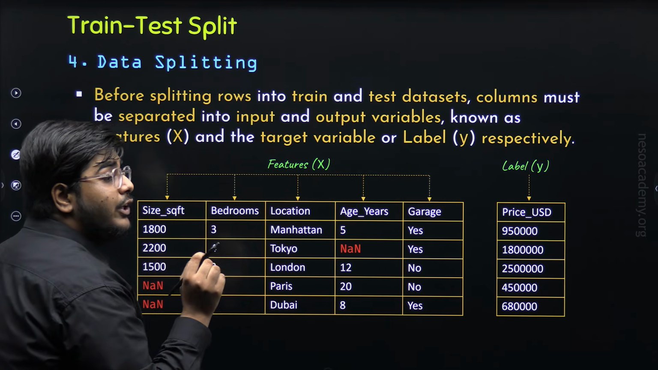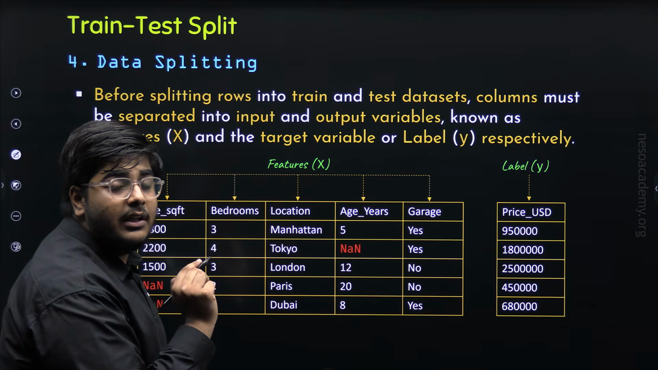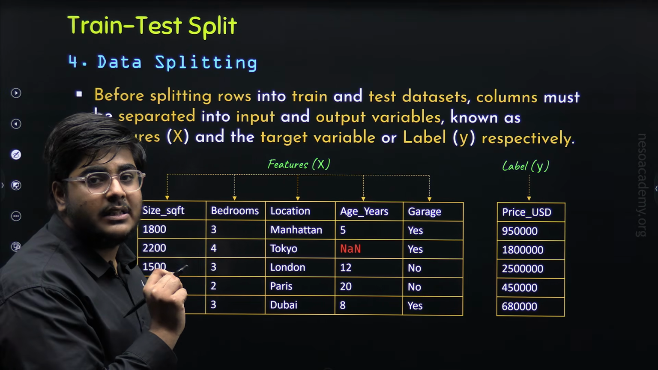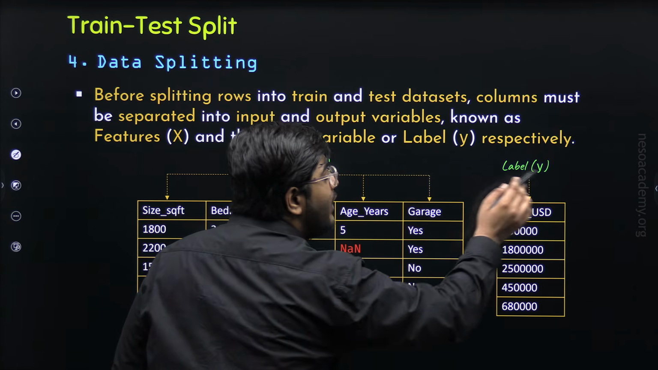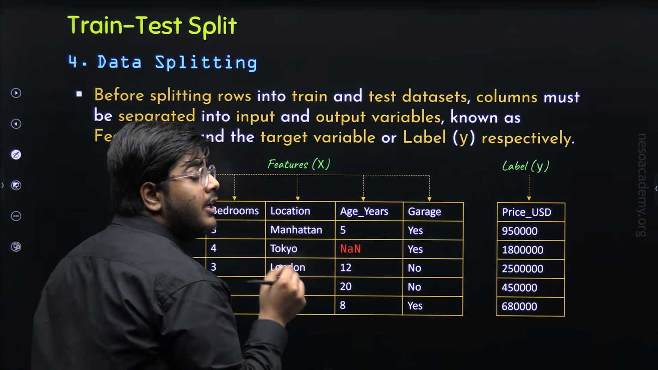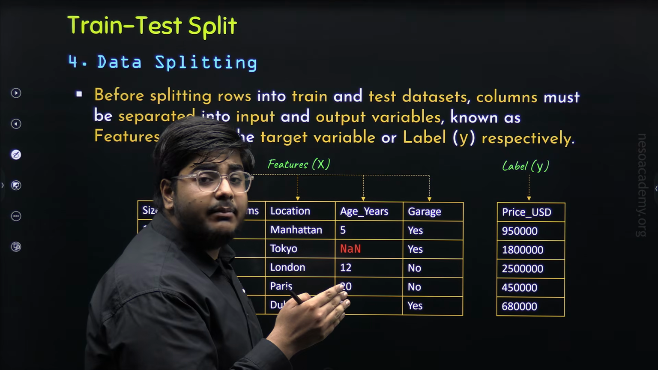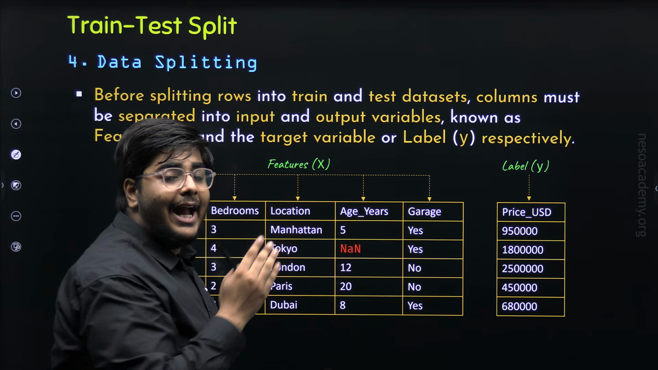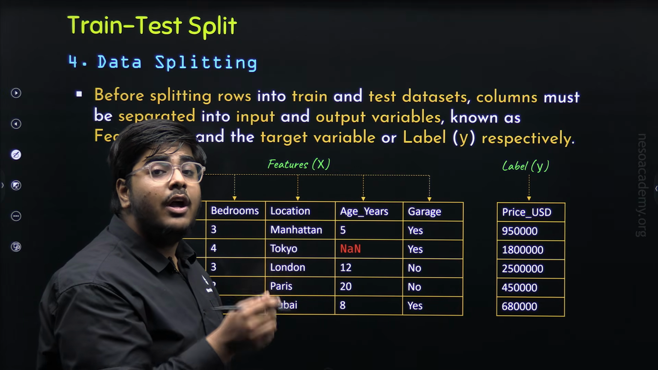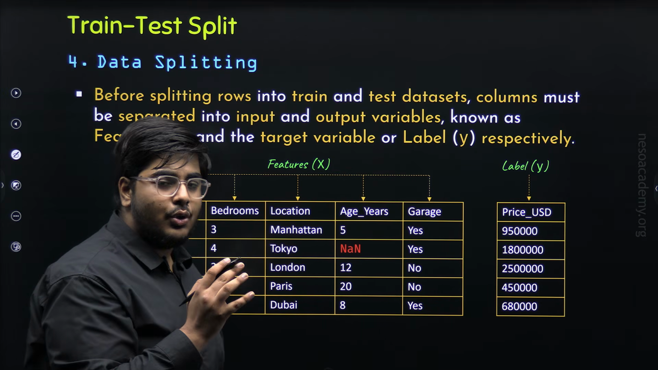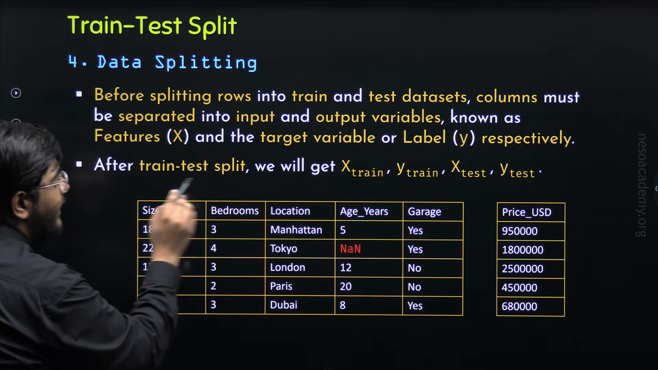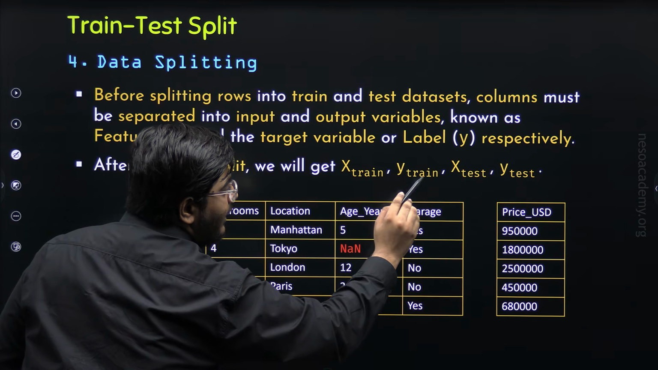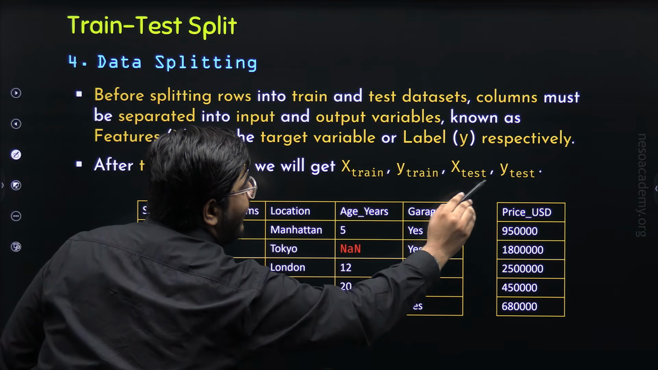Training features will be denoted by X train and testing features will be denoted by X test. Similarly, the label will also be divided into two parts: training label and testing label. Training label will be denoted by Y train and testing label will be denoted by Y test. So, after train test split, we will get X train, Y train, X test and Y test.